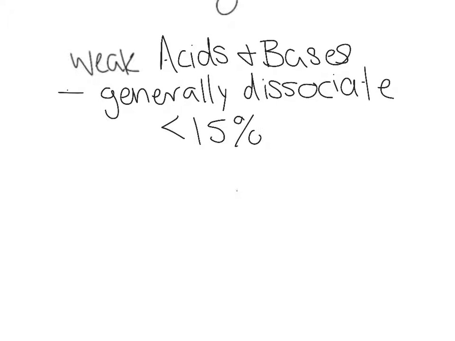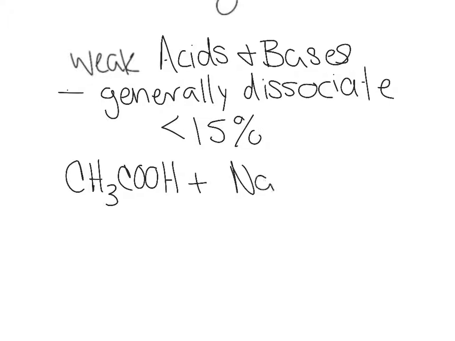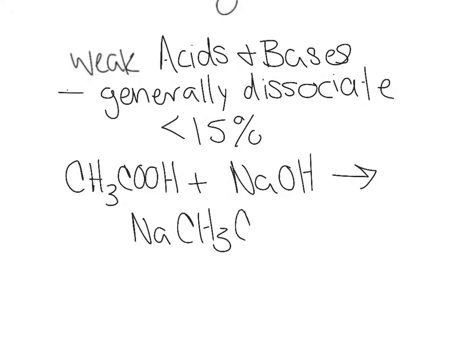Okay, so here we have our weak acids and bases. The weak acids and bases generally only dissociate about 15%. So let's do an example here. Let's do acetic acid, CH3COOH, plus NaOH. It's going to make sodium acetate and water.